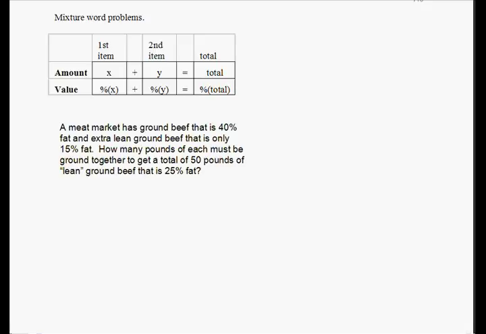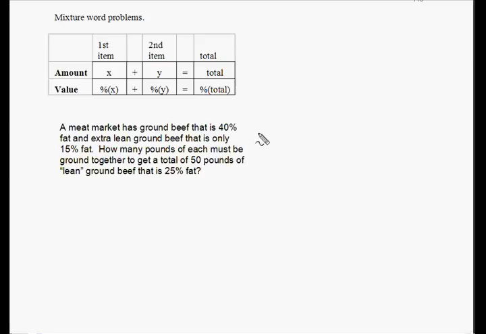Mixture word problems. We're going to follow this form of always taking the amount and adding it to the amount equal to a total, and then multiplying a percent to the amount plus multiplying the percent to the amount is equal to multiplying the percent to the total.